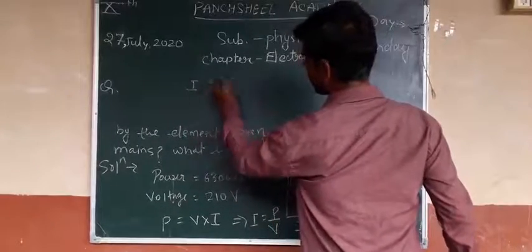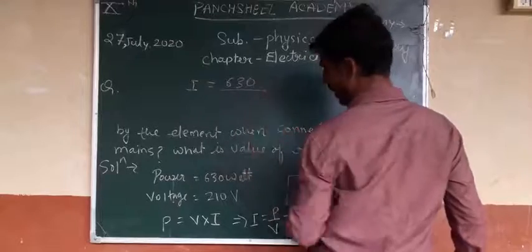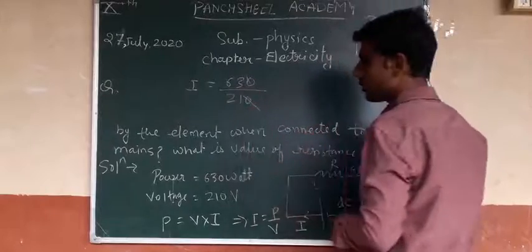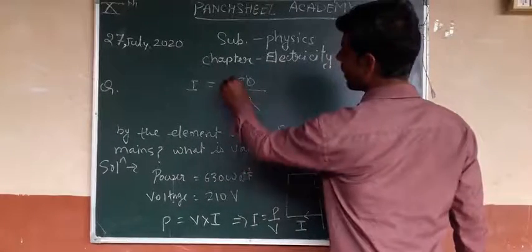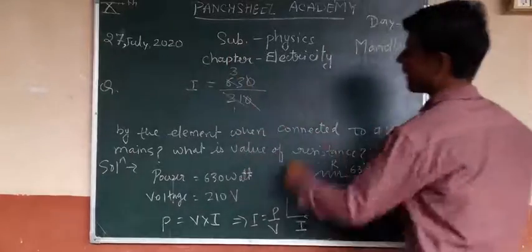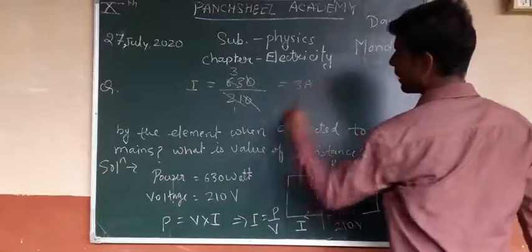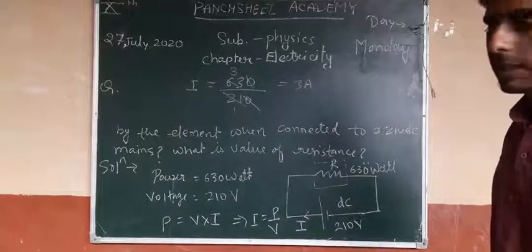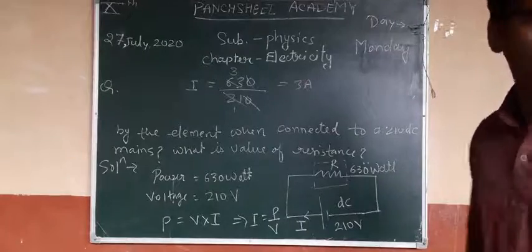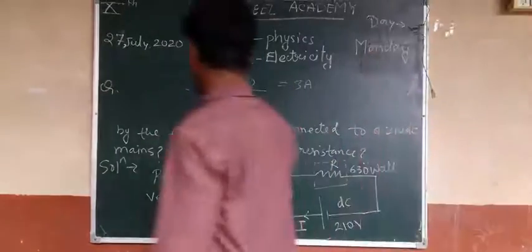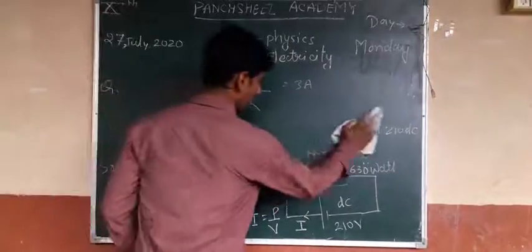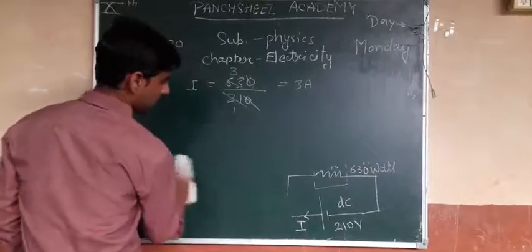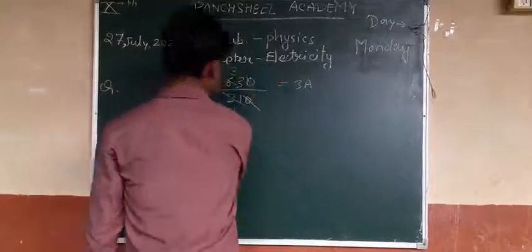I equal to P, watt 630, and what is V? 210. So 0 to 0 cancel, 21 and this cancel 3 times. So current is 3 ampere. What is the value of electric current? It is 3 ampere. Okay. And what is the resistance? How to calculate the resistance? So we have another formula for the calculation of resistance in terms of electric power.